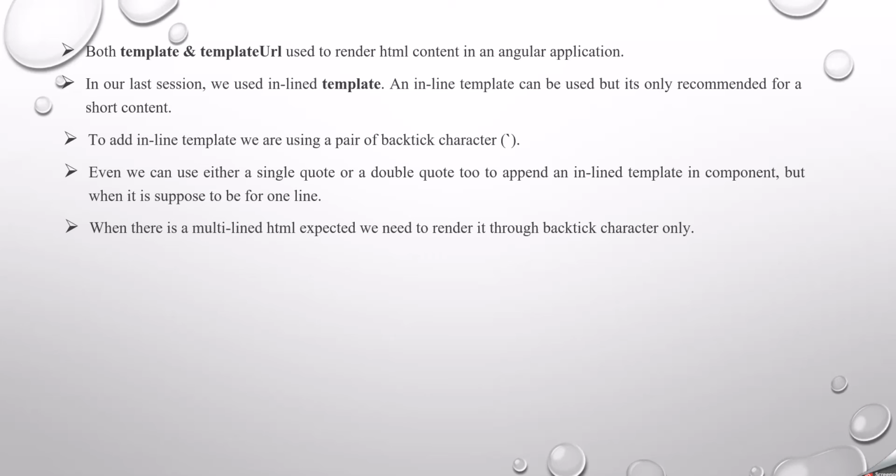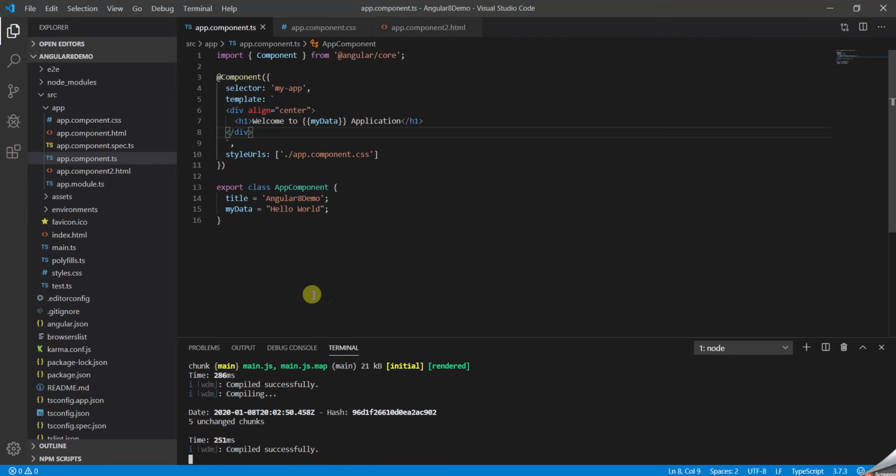Why is it suggested? Let me show you practically. When we have a multi-line statement, we must use a backtick character. When we expect just one line of content, we can go for either a single quote or a double quote. Prior to that, I have modified this particular section a little compared to my previous tutorial. I am not appending using the concatenation operator, but using interpolation within. Anyway, let me show you.